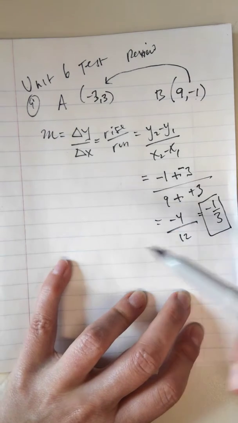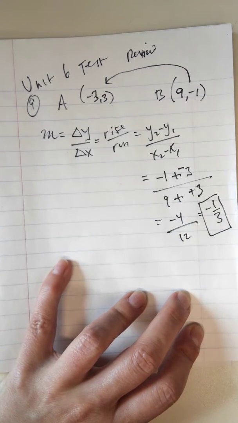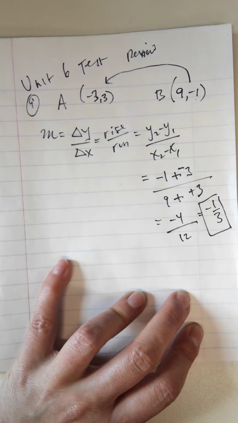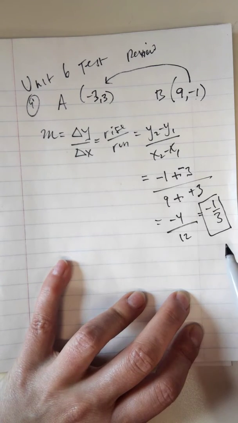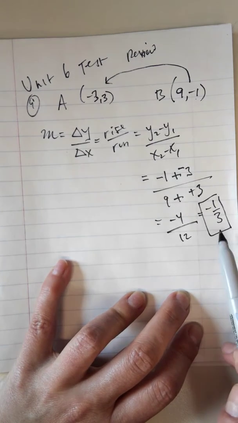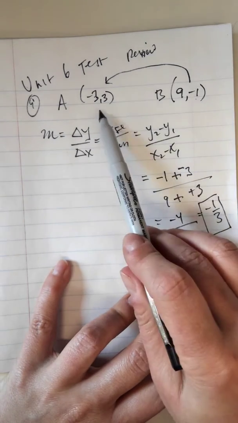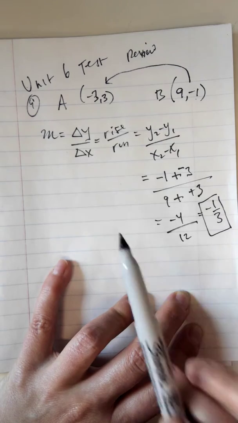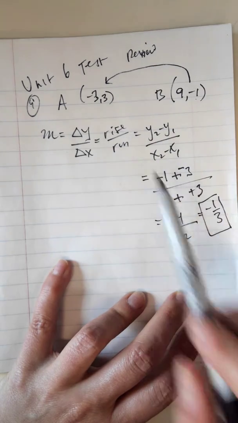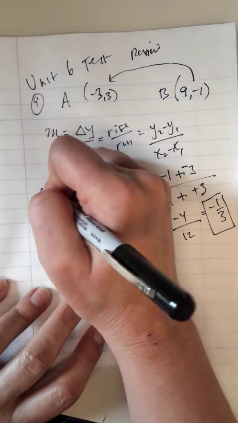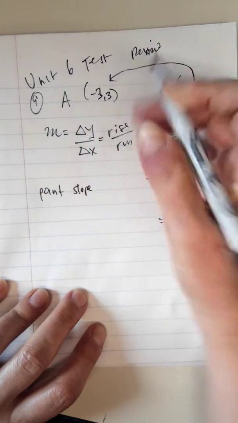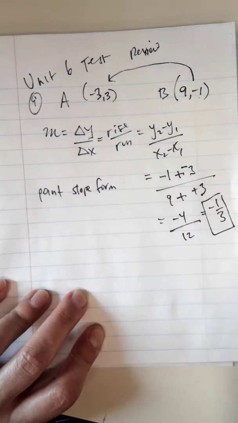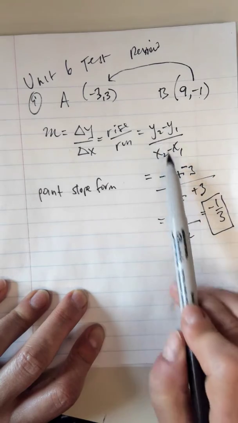If I wanted the y-intercept or the x-intercept, I could make an equation and deal with it. Right now I can use point slope form. I don't know the intercept, so I can't use slope intercept form. I know a point and a slope, so I'll use point slope form. And point slope form is related to the slope. We get it from here.